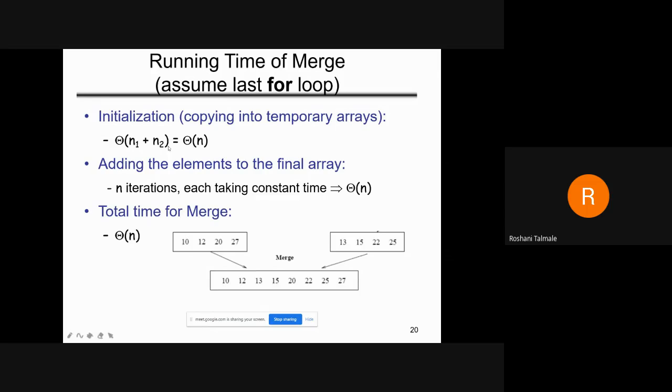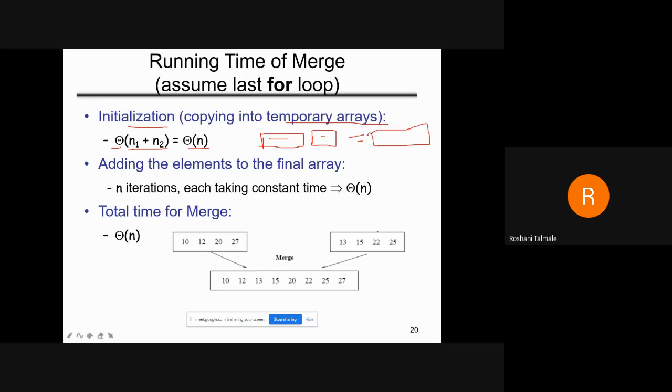See, the complexity we will calculate by theta. This is the theta value. So first we have initialization, copying into the temporary array. The temporary arrays are the first one, n1, and the second one, n2. So copying into them is theta of n1 plus n2, two different arrays. We will call it theta of n. Obviously, the time required for this is nothing but the time required for the total array.